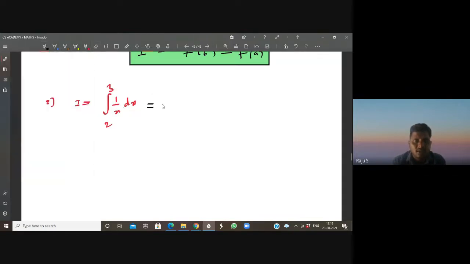Integral 1 by x. Shall I write this value as log x from where to where? 2 to 3? Yes, that's all. Don't think about limits. Just integral 1 by x dx is log x, from 2 to 3. First you can say that the lower limit is 2, the upper limit is 3.